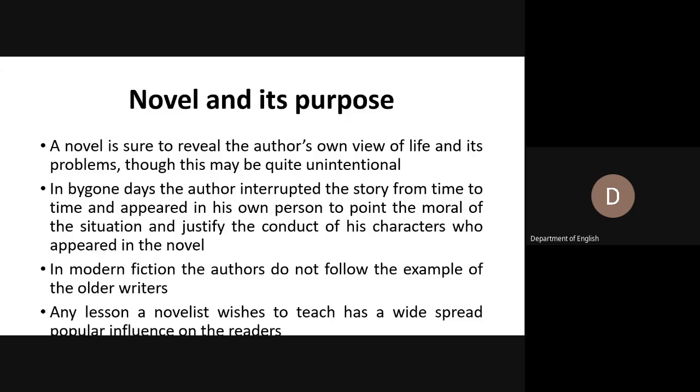As time passed, this trend changed. In modern fiction, authors do not follow the example of the older writers. Any lesson a novelist wishes to teach has a widespread popular influence on the readers.